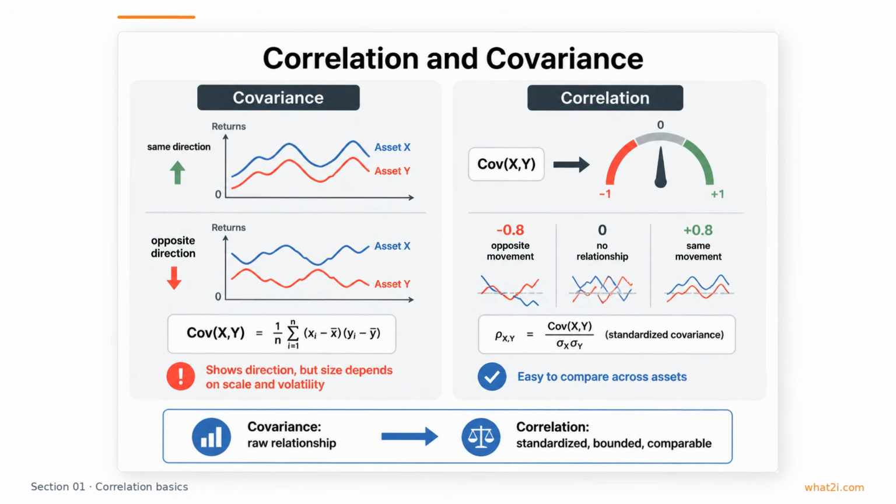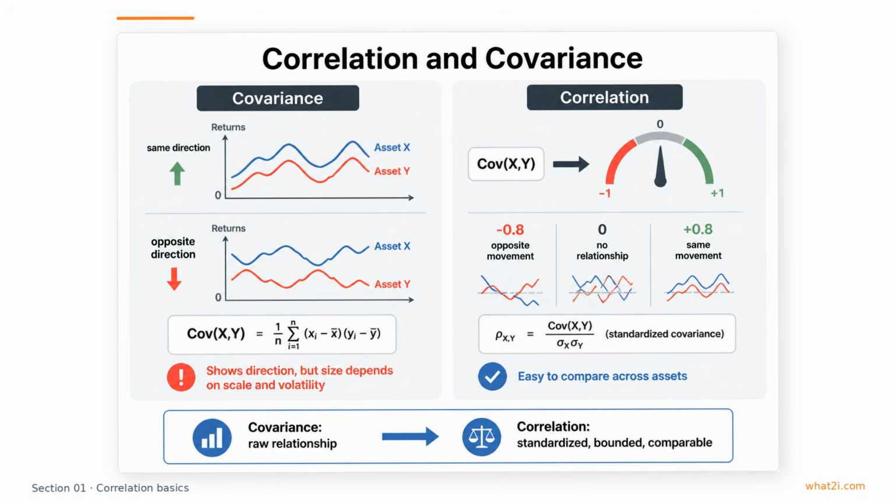Correlation is closely related to covariance, but correlation is usually easier to work with. Covariance tells you whether two assets tend to move in the same direction or in opposite directions, but its size depends on the scale and volatility of the assets involved. That makes raw covariance harder to compare across different pairs of assets. Correlation solves that by standardizing covariance using each asset's standard deviation. The result is always bounded between -1 and +1. Because of that standardization, correlation gives a more intuitive and comparable picture of co-movement.